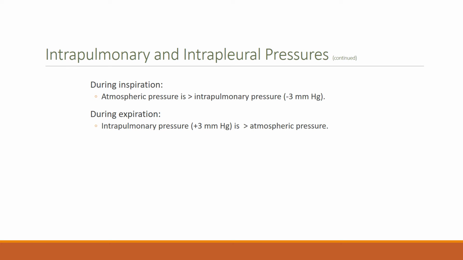During inspiration, the atmospheric pressure is going to be greater than the intrapulmonary, or again, the lung pressure, which will remain at -3 millimeters of mercury. So with inhalation, the intrapulmonary pressure is lower than the atmospheric pressure, and this is termed a negative pressure. With expiration, the intrapulmonary pressure, the lung pressure, is going to be positive at 3 millimeters of mercury, and so it's going to be greater than atmospheric pressure.